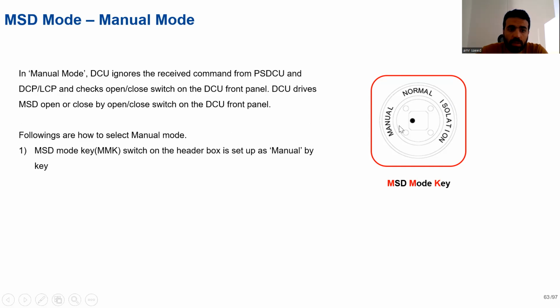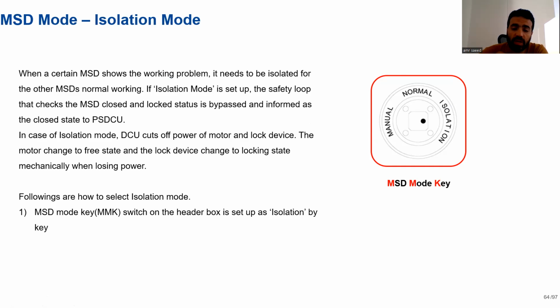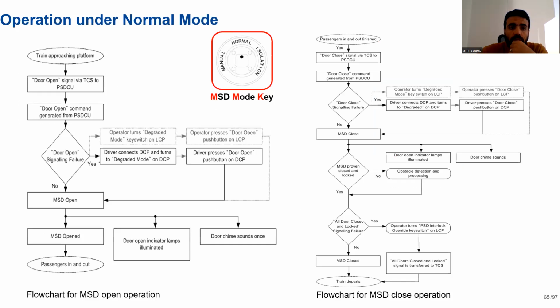In manual mode, you can control opening and closing of the door manually by the key. And for isolation mode, you isolate the door and you override the locking and the closing of the door.